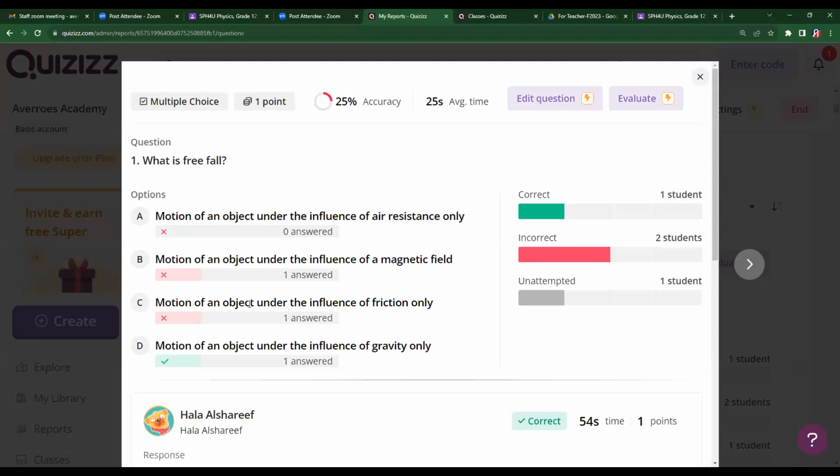So what is free fall? Does anybody know? An object is under the force of gravity only. And in another unit in grade 12, not only in kinematics, we learned about free fall.